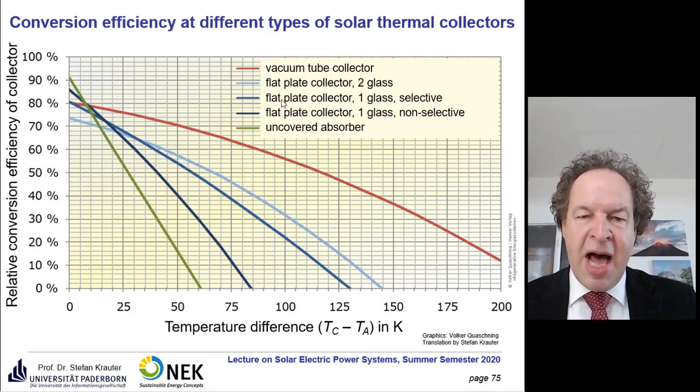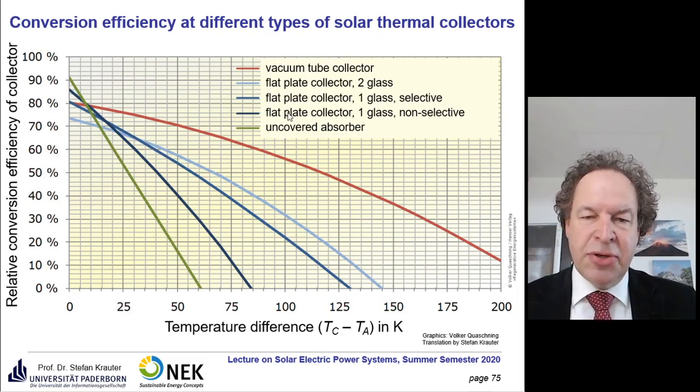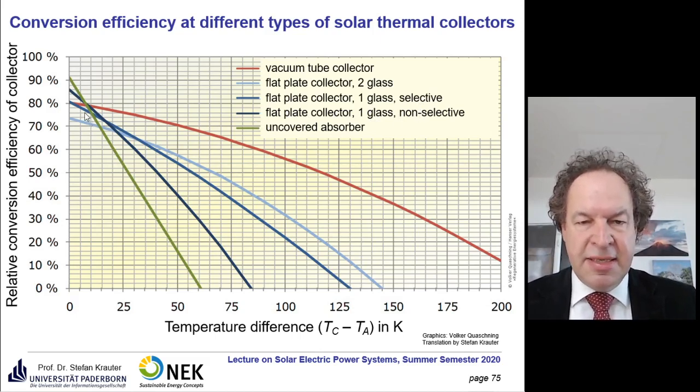Then we have two kinds of flat plate collectors, both with one glass, but one is called selective and the other called non-selective. Here the dark blue is that one, and the selective is apparently much better. I'll explain now how this works.